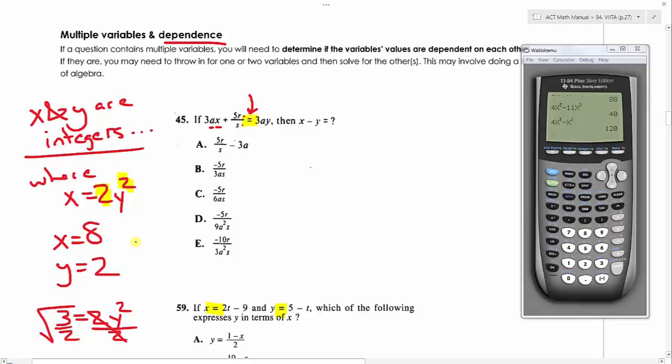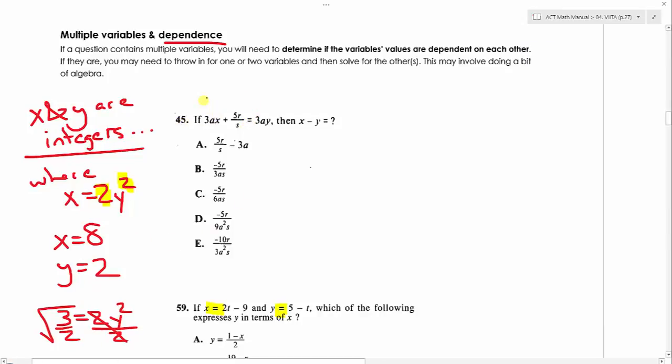So if you do notice that one of the variables is surrounded by more stuff, exponents, coefficients, then I would start with that variable. So let's take a look at number 45 so we can see how this idea of dependent variables might play out in a question. This is sort of a complex equation here. We've got a bunch of different variables that are dependent upon each other, which we know because we have an equal sign between them. So this is if 3ax plus 5r over s equals 3ay, then x minus y equals.